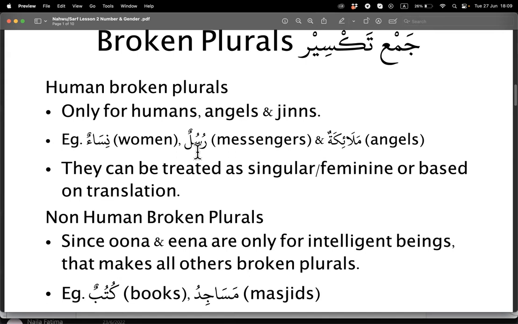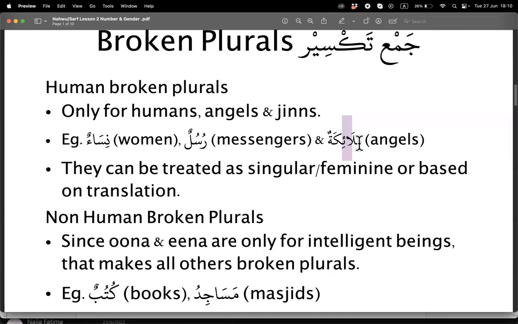Rusul, we have Rasul, which is the singular. Any idea what's the singular of Malaika? Malak. Yes, just Malak. I think there's one more word, can't remember. But yes, Malak is the easy one. So we are talking about the grammatical properties.